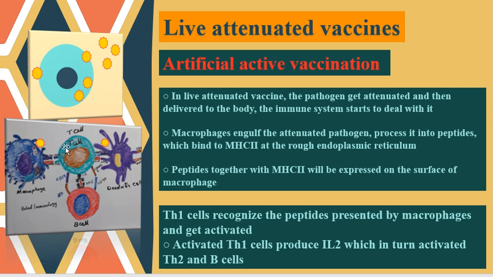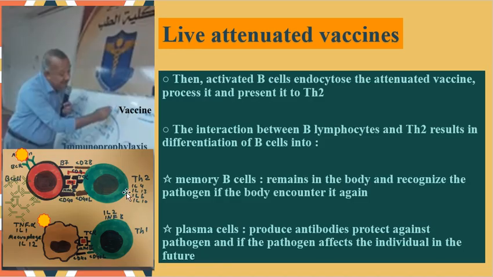So T helper 1 will interact with the peptides and with the major histocompatibility class 2 through the T cell receptors and the CD4 protein on the surface and get activated. Activated T helper 1 produces interleukin 2, which in turn activates B cells and T cells. This here appears very clearly. So this is the B cell.